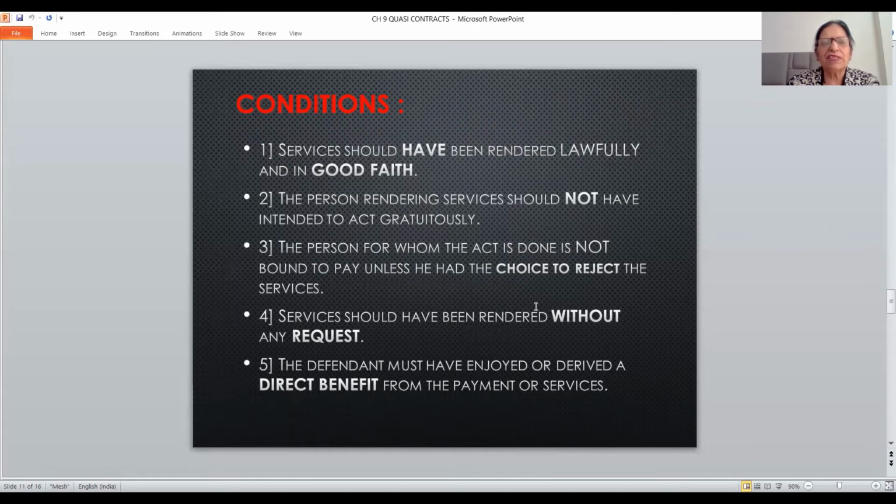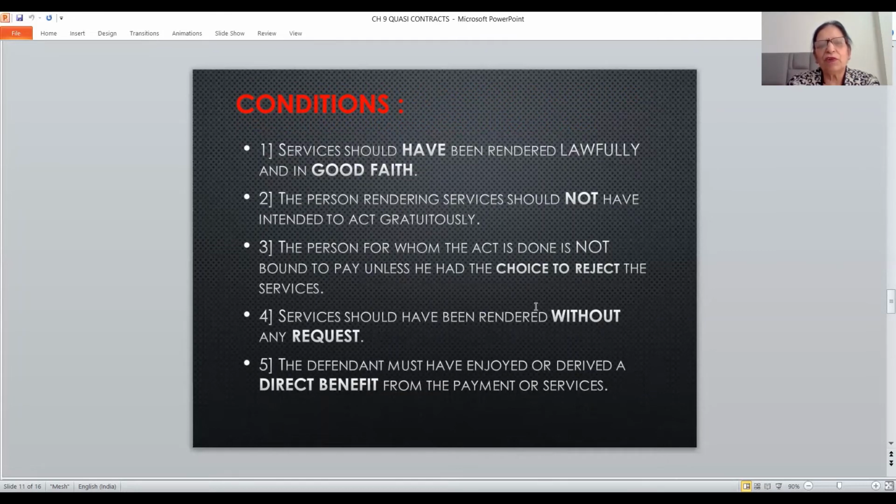But for section 70, there are certain conditions which must be satisfied. Services should have been rendered lawfully. Services should have been legal services and not illegal services. If a person commits a murder of another, that will not be covered here under section 70. The person rendering the services should not have intended to do so gratuitously. He should have rendered these services without being requested by another. And also, he should have rendered the services with the intention of getting reward or consideration.